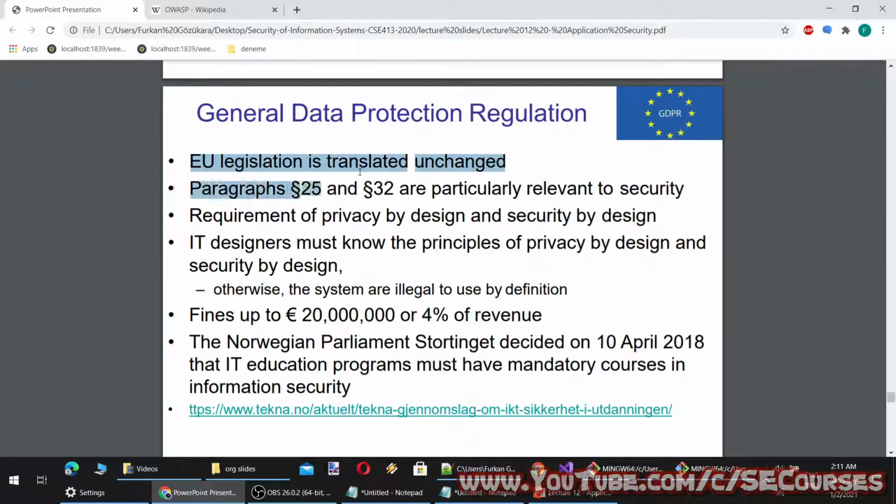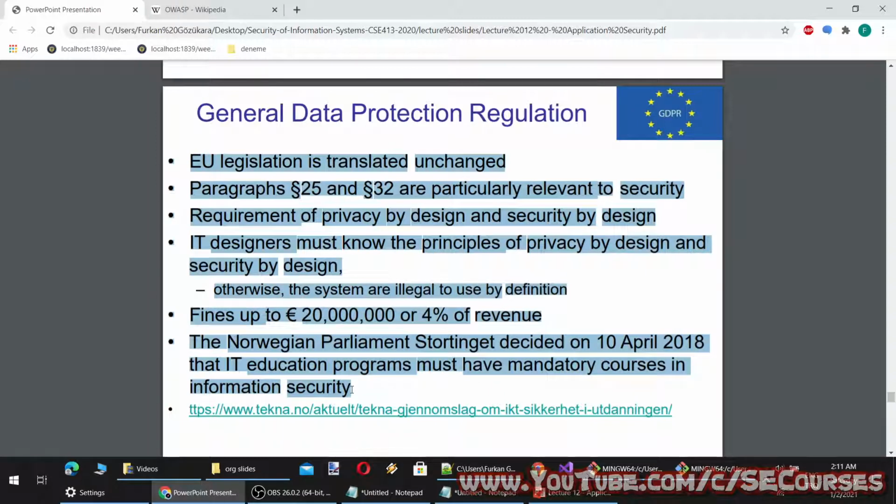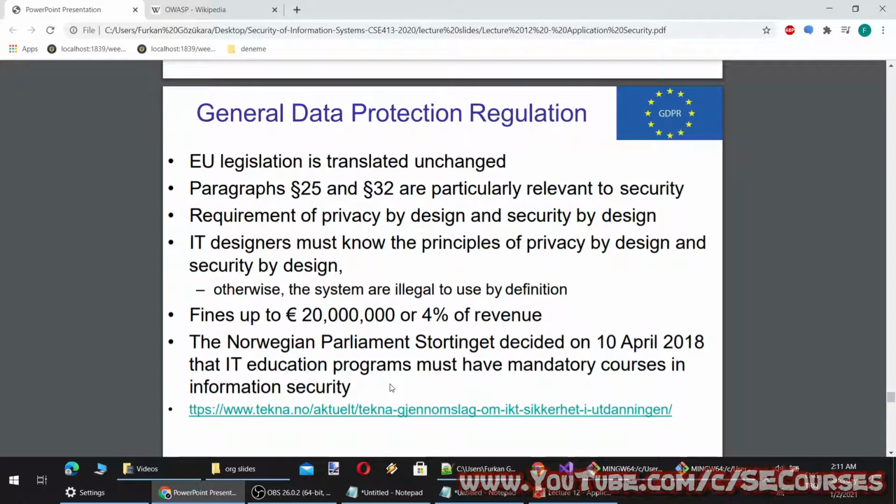General Data Protection Regulation. EU legislation is translated unchanged. Paragraphs Section 25 and Section 32 are particularly relevant to security, requiring privacy by design and security by design. IT designers must know the principles of privacy by design and security by design. Otherwise, the systems are illegal to use by definition. Fines up to 20 million euros or 4% of revenue.